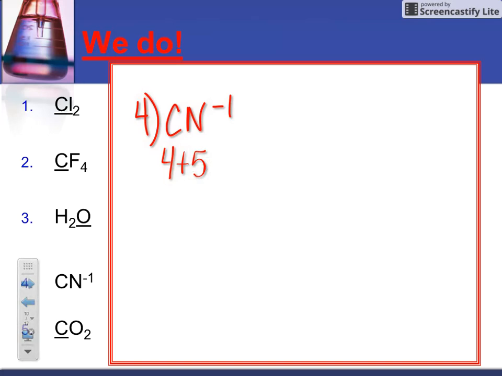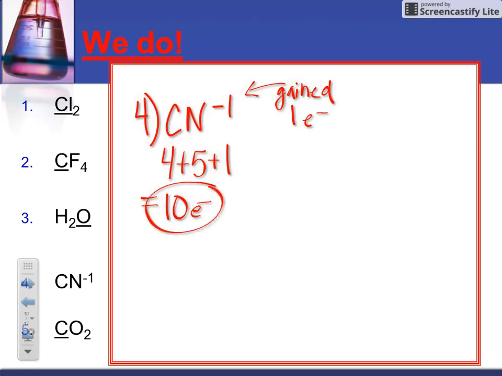Now what you have to be careful of with your polyatomics is this charge here. What does it mean? We are adding up our valence electrons, and that charge, when you have a cation or an anion, you have to take into account what happened with the electron. A -1 charge means that it gained 1 electron. So that means over here when we're totaling them up, we have to add 1 electron. So that gives us a total of 10 electrons that we're going to use for bonding.